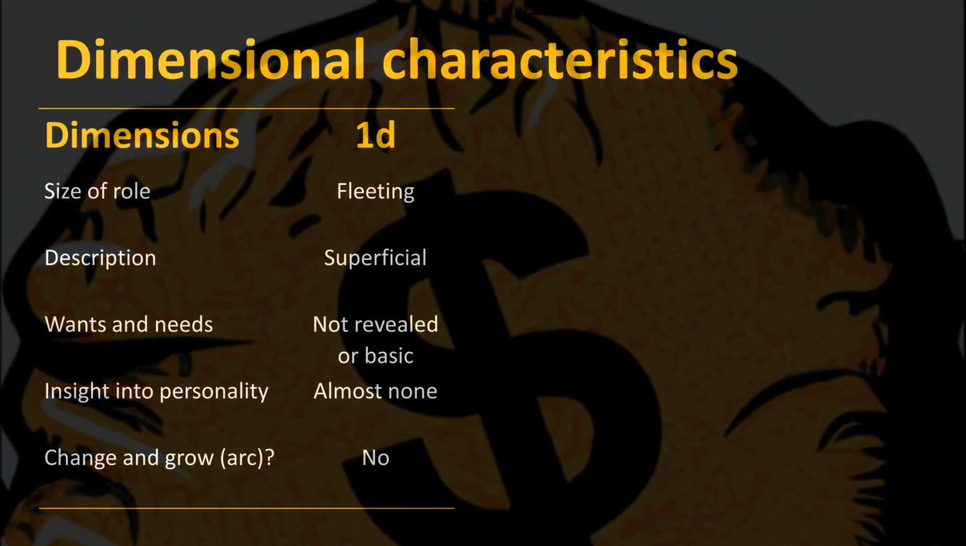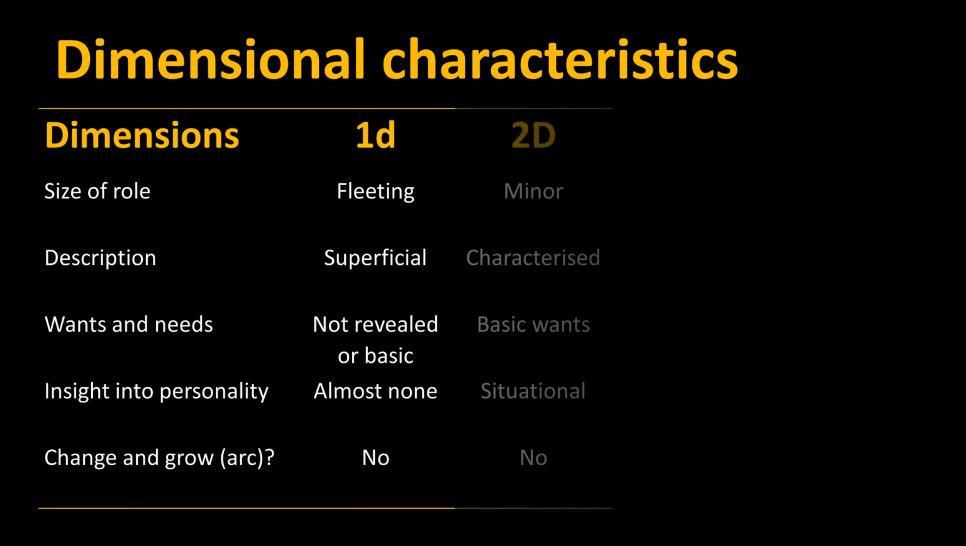As characters move from 1 to 2 dimensions, they may have larger roles and more lines. They will begin to receive more characterization, but we won't get a real sense of who they are. We see a snapshot of their personality in a single situation or type of situation, but we won't understand how they'd behave in others.